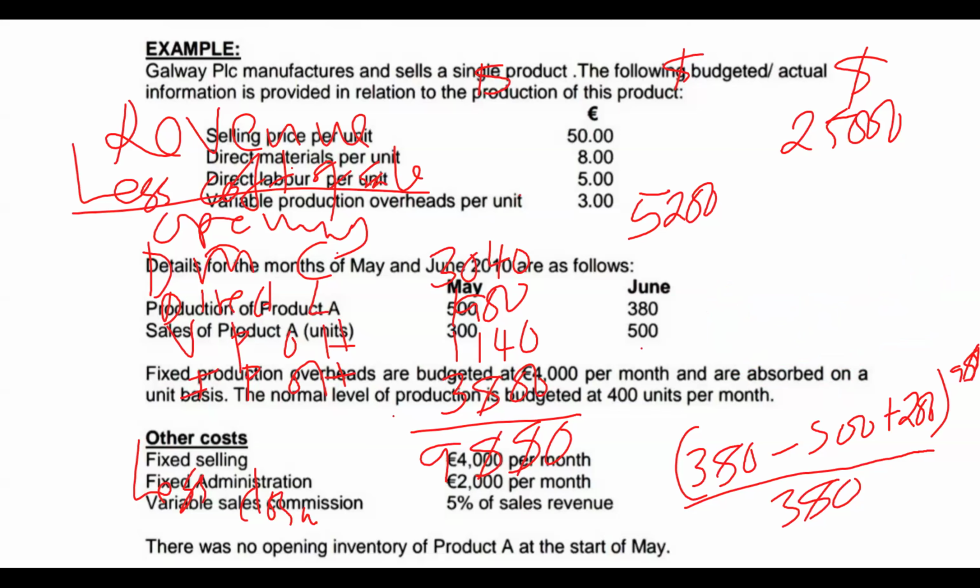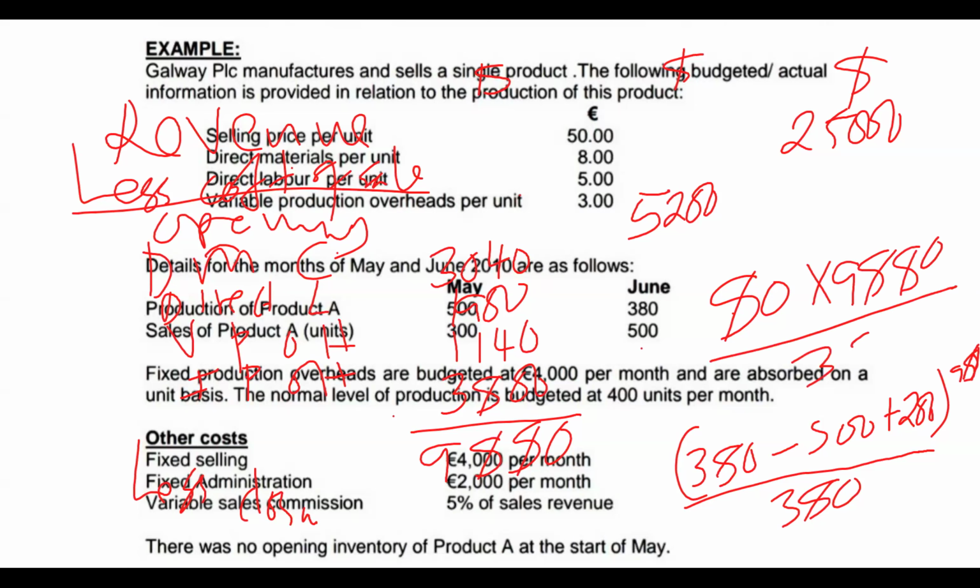$380 minus 500 plus 200. What do we get? Eight. It's just 80, right? So now that's 80 multiplied by the cost of production, which is 980.80, and divided by the production units being 380.